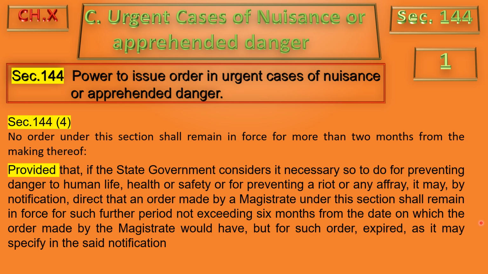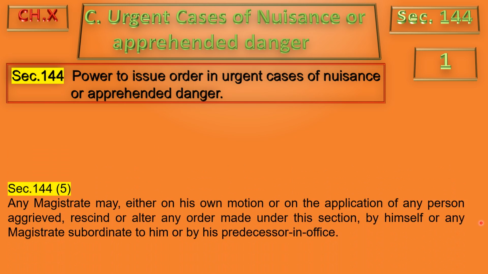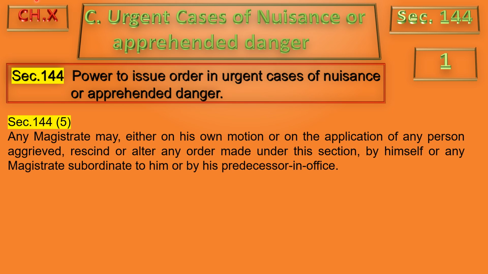Now let's check subsection 5 of section 144. It says any magistrate may, either on his own motion or on the application of any person aggrieved, rescind or alter any order made under this section by himself or any magistrate subordinate to him or by his predecessor in office. So subsection 5 says any alteration to be made in the order can be done either on application by the aggrieved person or even the magistrate himself can do so.